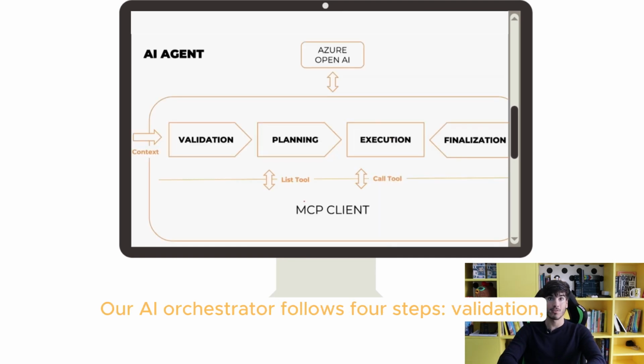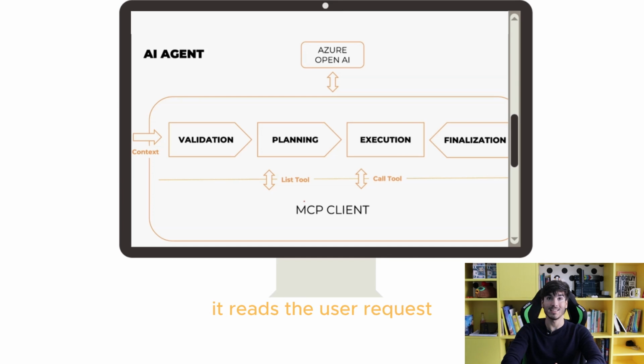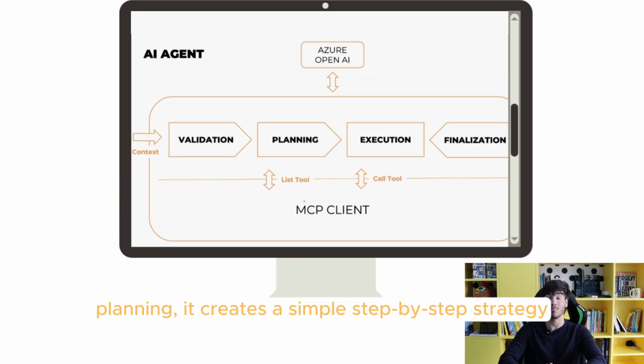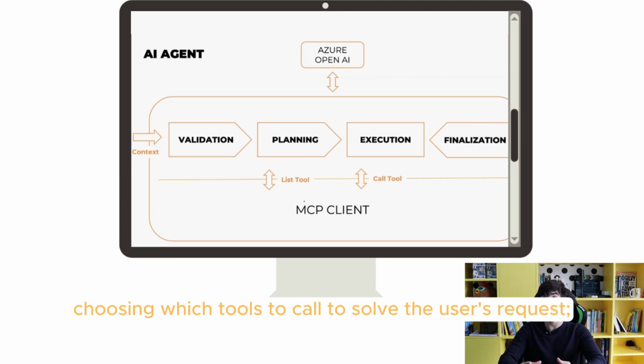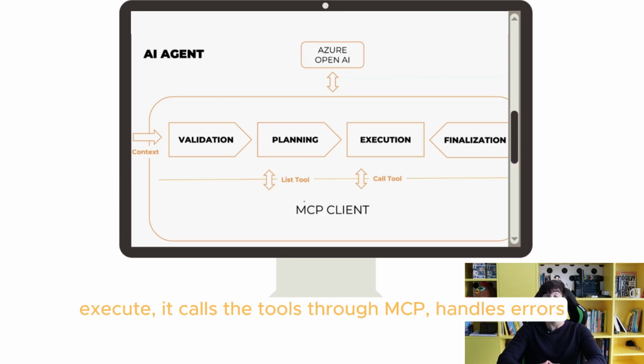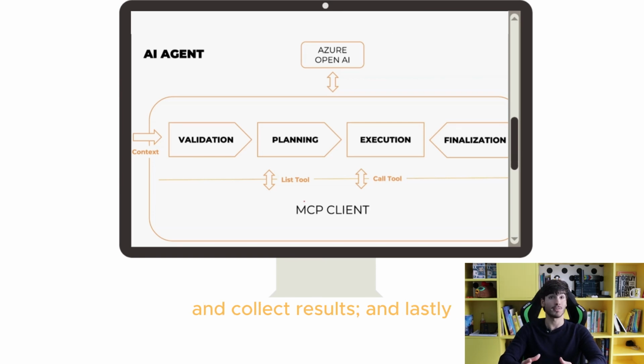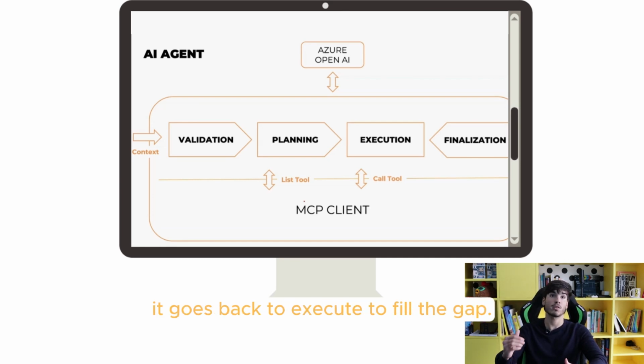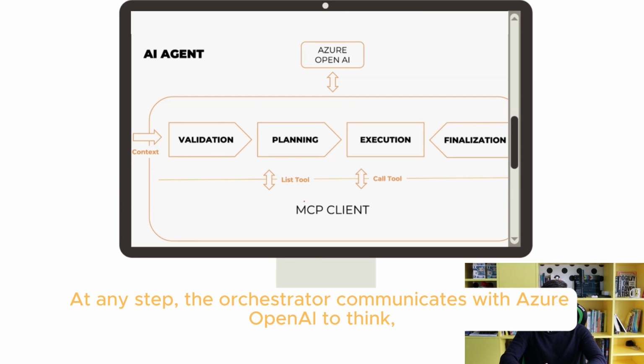Our AI orchestrator follows four steps. Validation: it reads the user request and checks if an MCP tool can solve it. Planning: it creates a simple step-by-step strategy, choosing which tools to call to solve the user request. Execute: it calls the tool through MCP, handles errors, and collects results. And lastly, finalize, where it prepares the final answer for the user. If something is missing, it goes back to execute to fill the gap. At any step, the orchestrator communicates with Azure OpenAI to think, choose, or write freely.